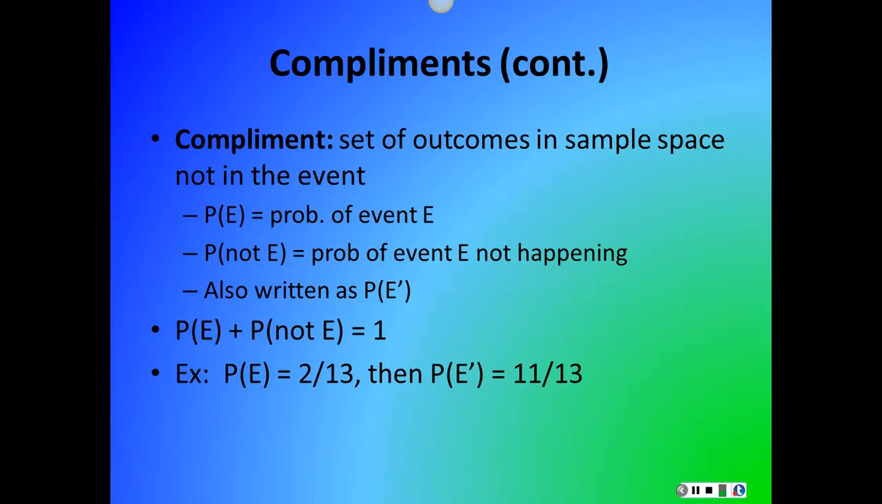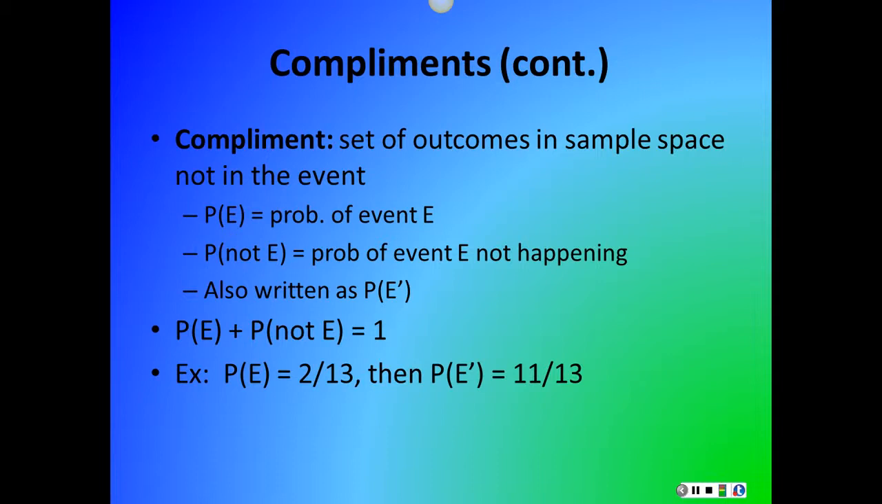Or more effectively defined here, the set of outcomes in a sample space not in the event. So generally P(E) is used to represent the probability of an event. So I can say P of not E, as written here, is the probability of an event not happening, of course. Also written as P(E prime). So two ways of referring to the complement.